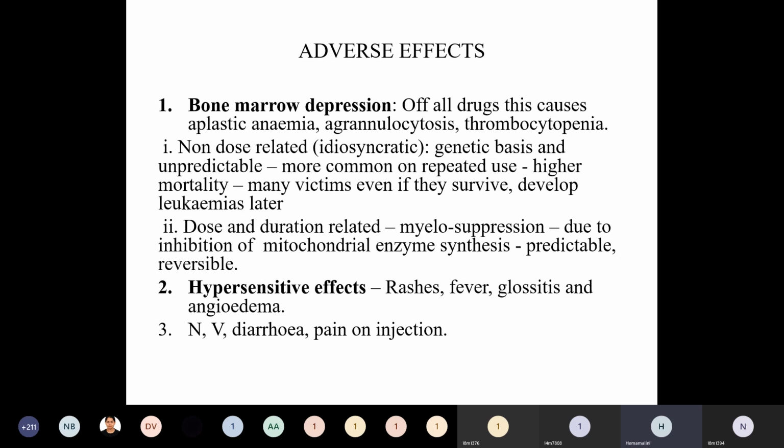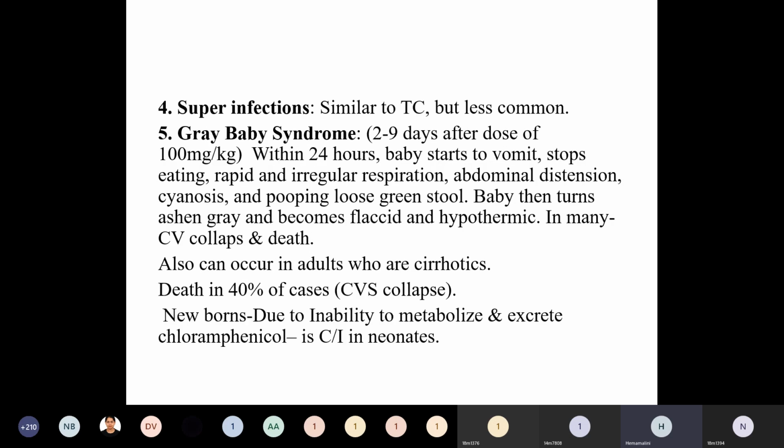Next adverse effect is hypersensitivity effects: rashes, fever, glossitis, angioedema, nausea, vomiting, diarrhea, pain on injection site. Then superinfection, similar to that of tetracycline, is less common with chloramphenicol. Next is grey baby syndrome, another important adverse effect associated with chloramphenicol.